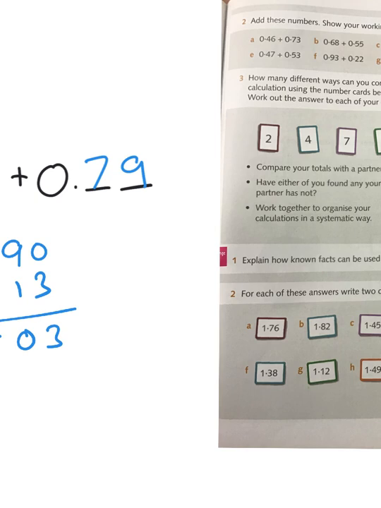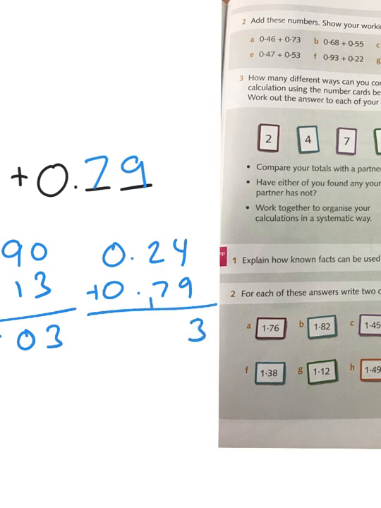And I get 1.03. I'm going to make sure that's correct by just checking it with a quick vertical sum. 4 and 9 is 13, 2, 1 and 7 makes 10. Yeah, 1.03 is my answer to that. So I've used my written strategy to check that my mental calculation was correct.